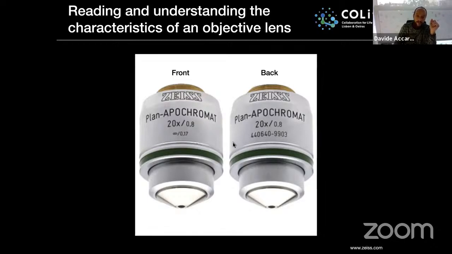So the first thing that we need to read when observing an objective lens is the brand. So in this case, Zeiss. Don't underestimate the importance of the brand, because if you remember in the scheme that I quickly showed you before, there are several optical elements inside of a microscope stand. Each brand engineers its own objectives according to the optical elements that lens will find inside of the stand. And these elements might compensate for certain aberrations.